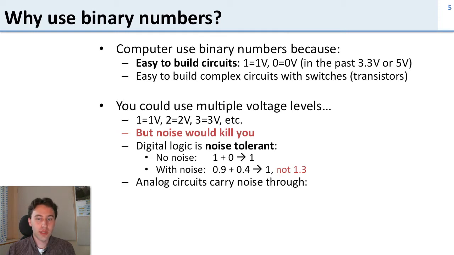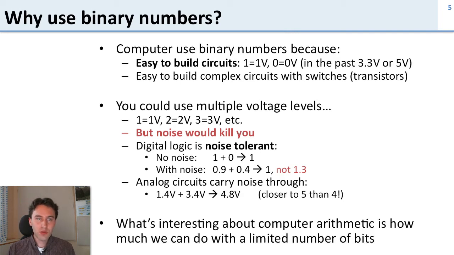Analog circuits don't do that. They carry their noise through. So if I want to add 1.4 and 3.4 volts, I'm going to get 4.8 volts. So if I was trying to add 1 and 3 and get 4, and the noise caused those to go up, my result is now closer to 5 than 4. So the noise is going through the circuits. So that's why we use binary numbers, but what's interesting about computer arithmetic is how we use those bits.